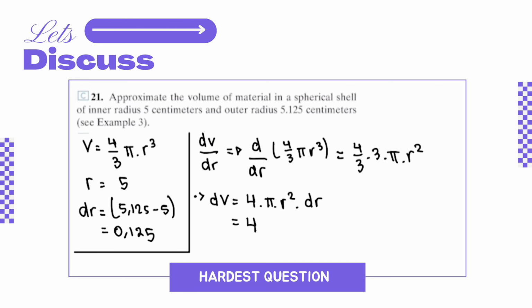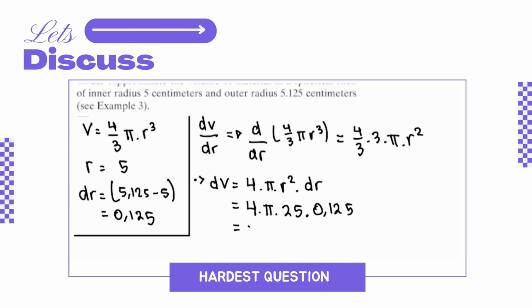So 4 times pi times r squared, which is 5 squared, which is 25, and also dr, which is 0.125. And once we multiply it, it will amount to around 39.27 cubic centimeters. And that's the answer.